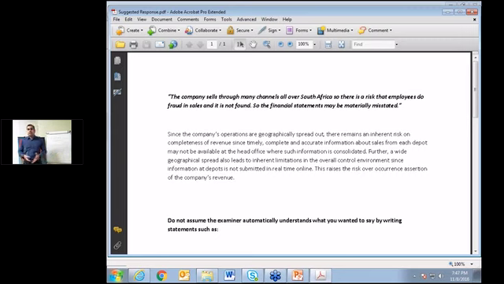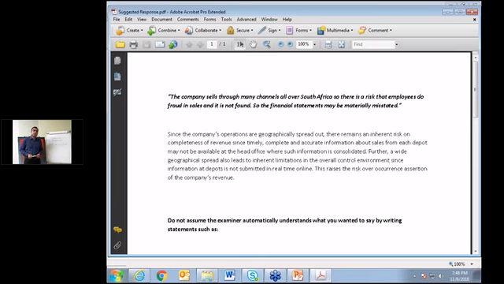So what could be a better way to answer the same? A better way is what is given on this document right underneath. Since the company's operations are geographically spread out, there remains an inherent risk on completeness of revenue, since timely, complete, and accurate information about sales from each depot may not be available at the head office, where such information is consolidated.